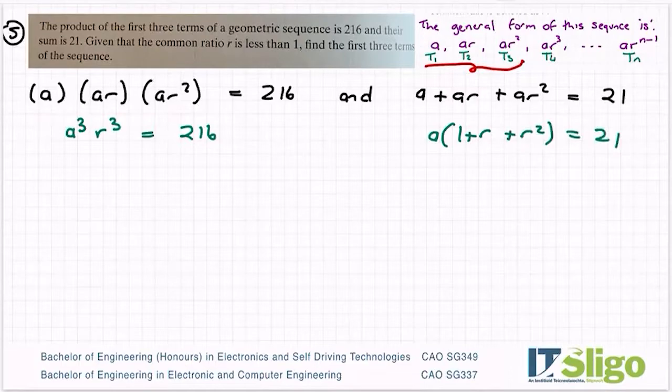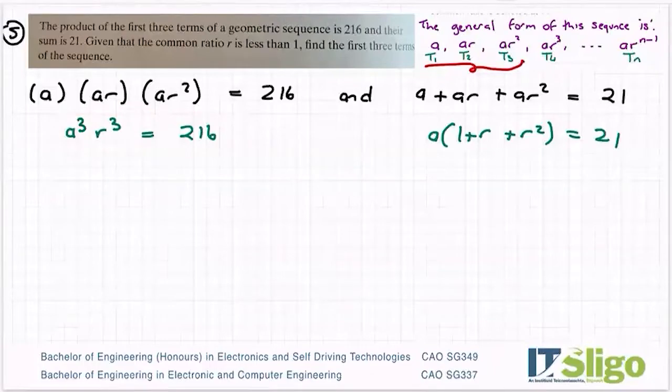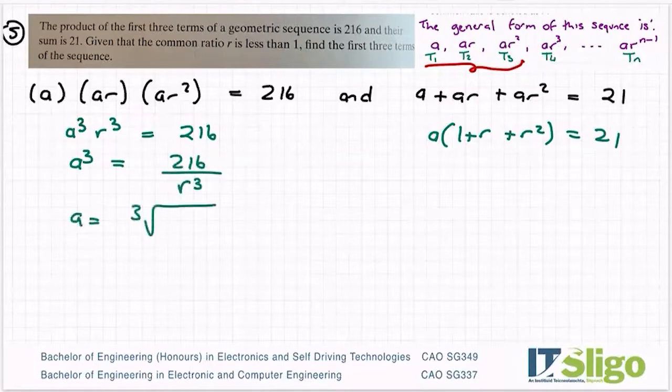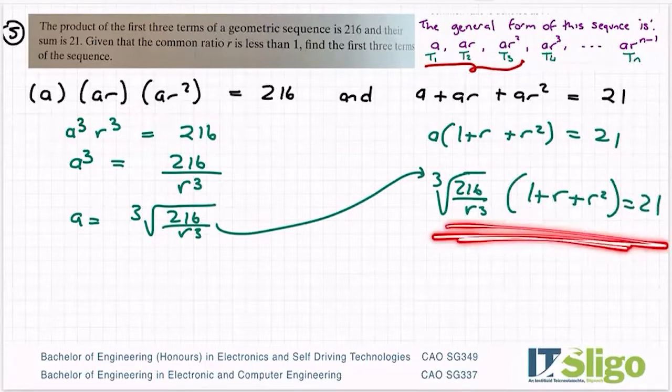It would be nice, for example, to be able to write this in terms of a and sub the a in here, like we would with simultaneous equations. So in other words, a cubed is equal to 216 over r cubed, or a is equal to the cube root of 216 over r cubed. And then sub them in here into a(1 + r + r squared) equals 21. And then with a lot of computation, you would be able to work this out.